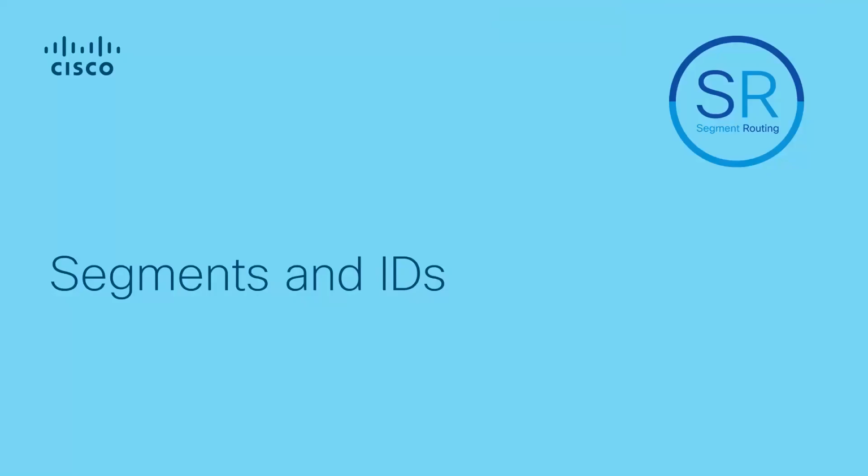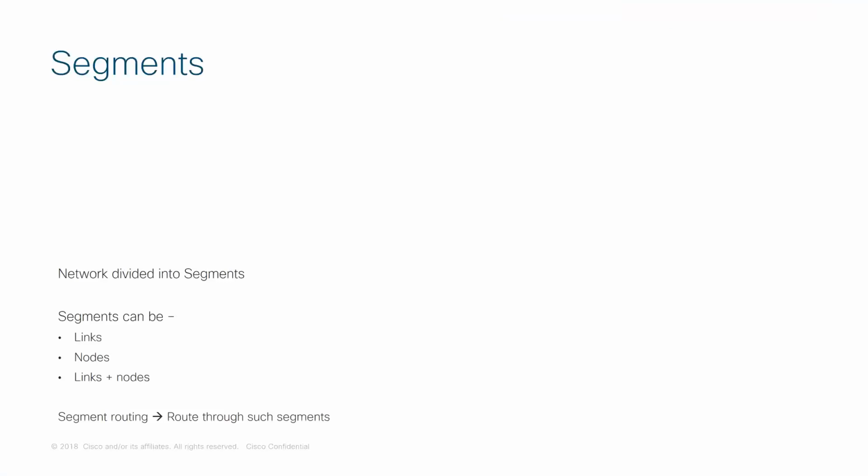Okay, the way segment routing identifies the network elements is using segments. Everything is a segment for it. That's why it's called segment routing. You divide your network into segments, and then you route based on segments. Segments can be links or nodes or a combination of links and nodes. The way segment routing is done today, a link is a segment, and a node is also a segment.